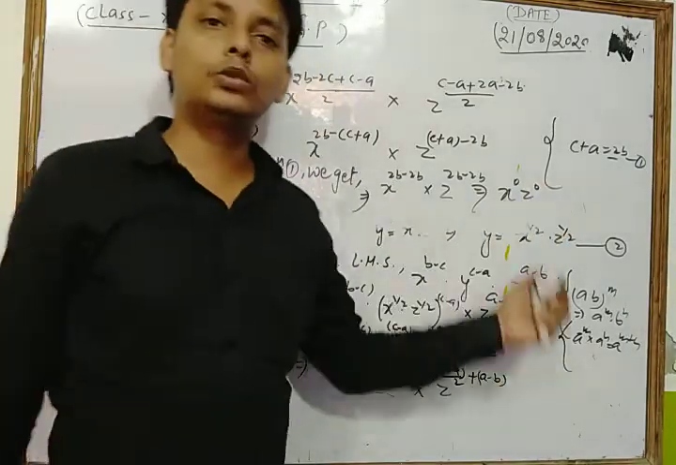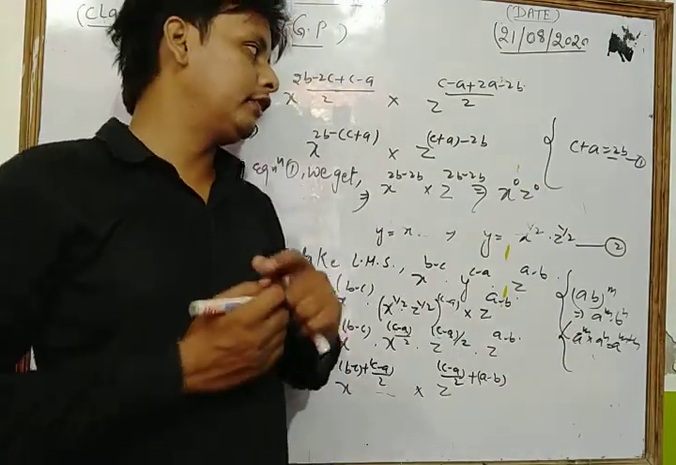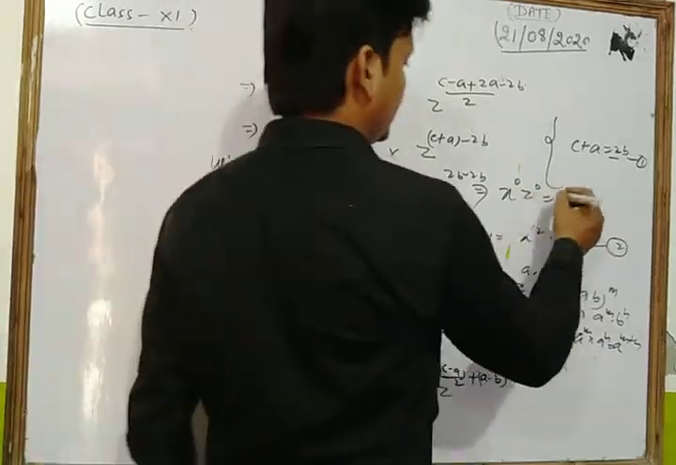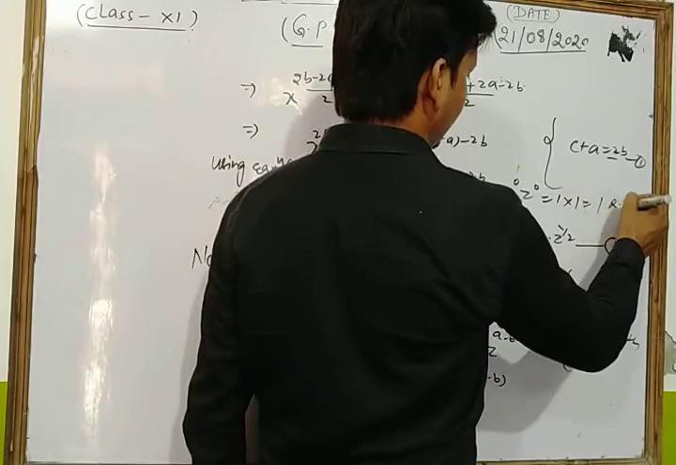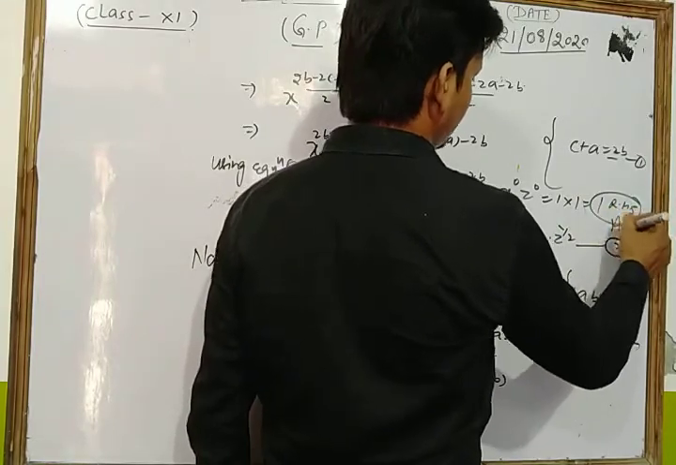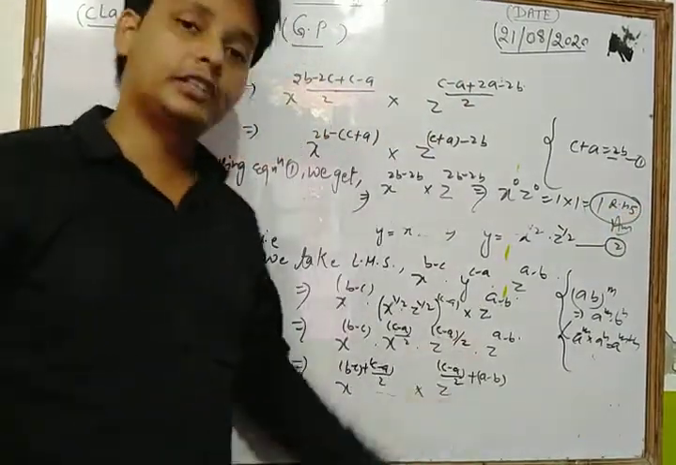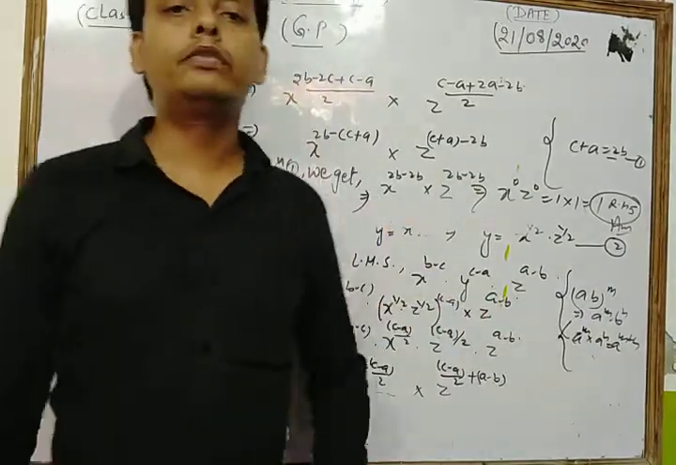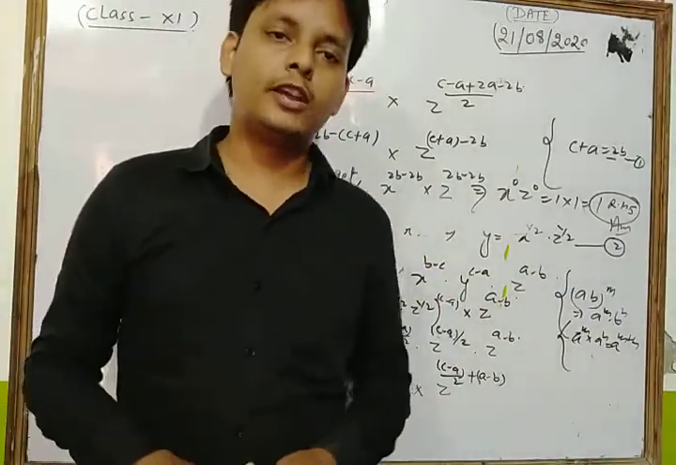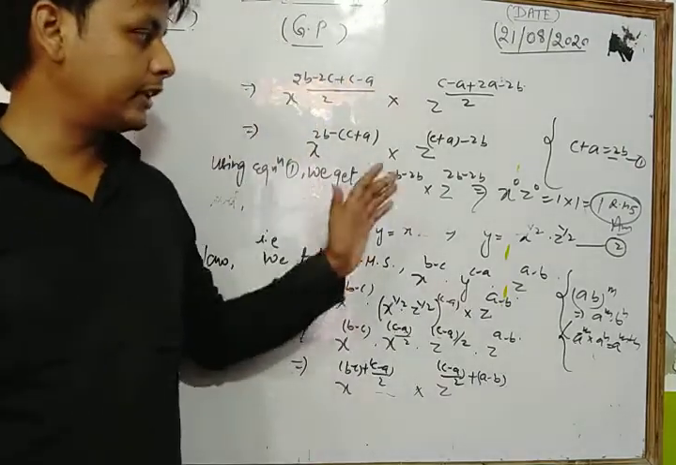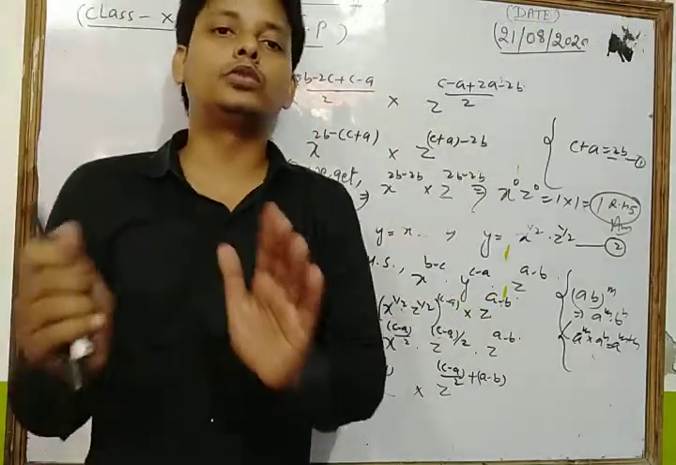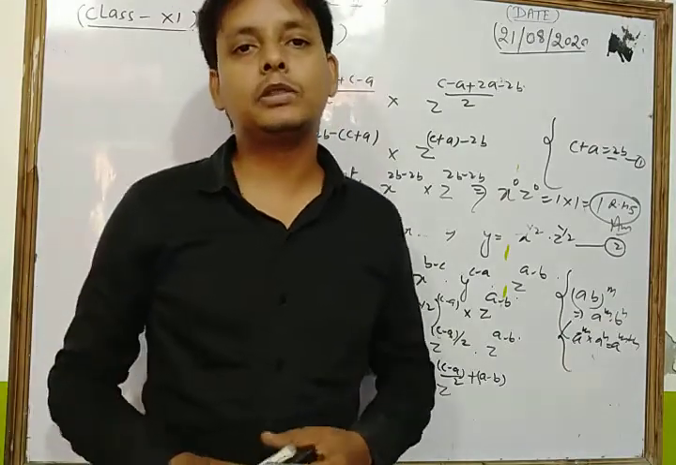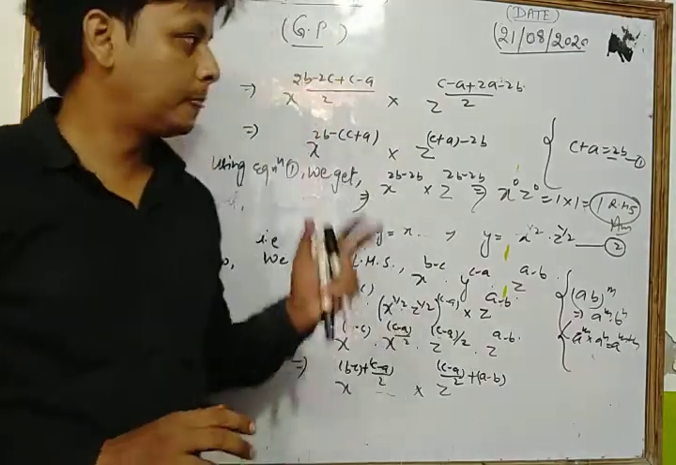So dear student, you know that very well, if any value has the power 0, its value is 1. So here we get 1 into 1 is equal to 1. This is our right hand side. So dear students, this is a very important question, and in this way we can solve that type of questions. Please do more and more practice of that type of questions. Now we take some other questions based on GP.